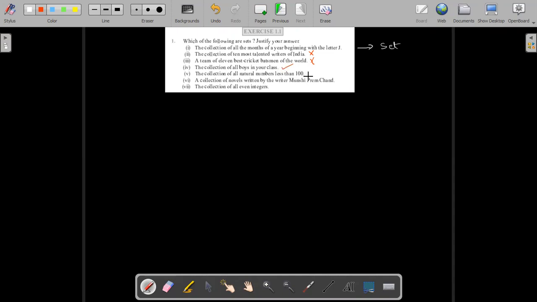Collection of all natural numbers less than 100. Yes, it is a set. Collection of novels written by Munshi Premchand. Yes, it is a set. Collection of all even integers. Yes, it is a set. Okay, so this we have already done before also. Now the second question. Two more things are left.